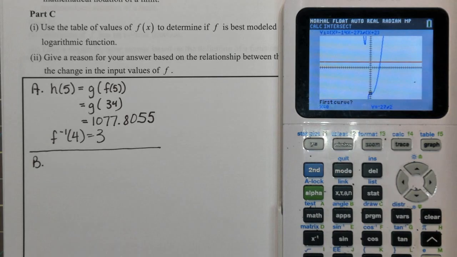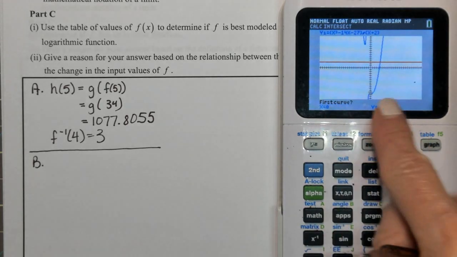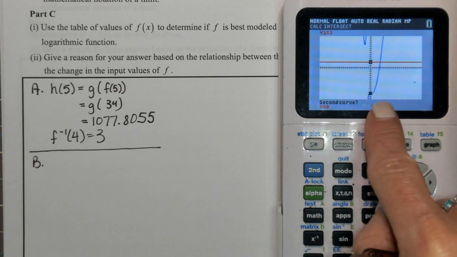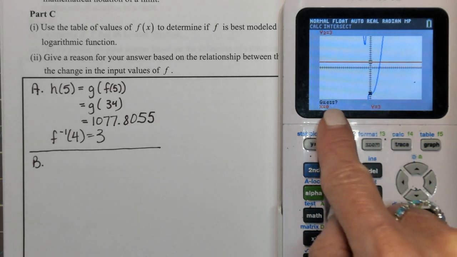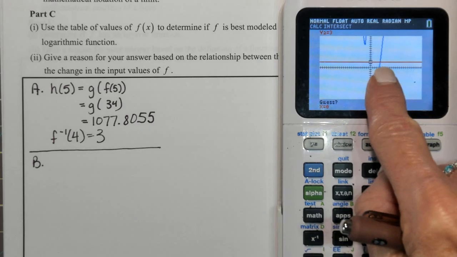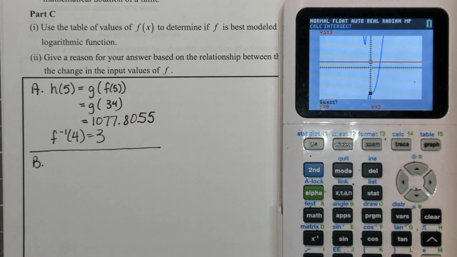intersect. What is my first curve? Hit enter on the first curve. What is my second curve? Hit enter on the second curve. What is the guess? Since there's only one point of intersection, I'm just going to push enter right here. You know you're done when it says the word intersection.